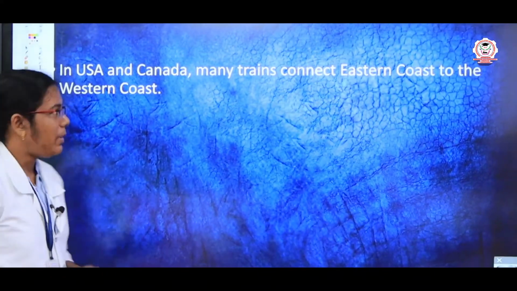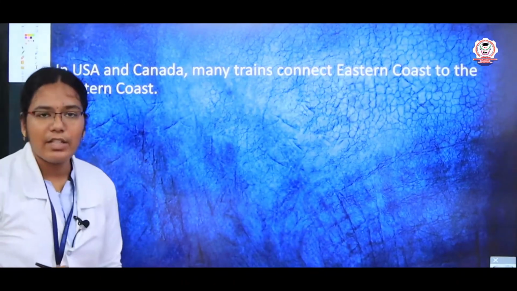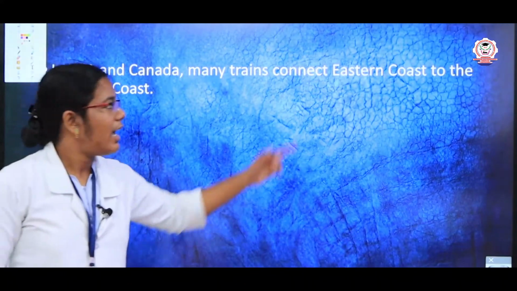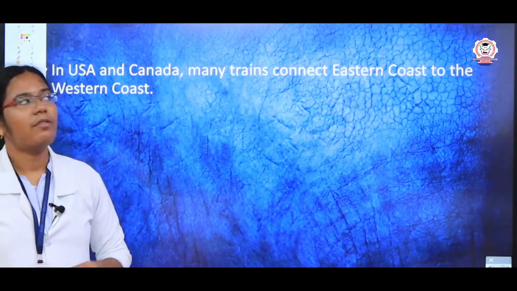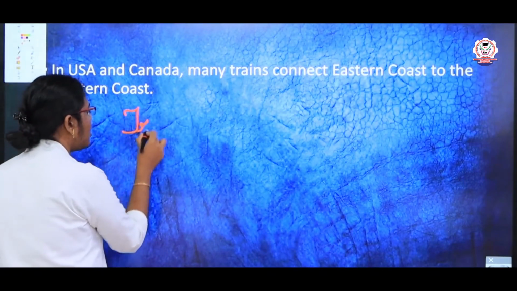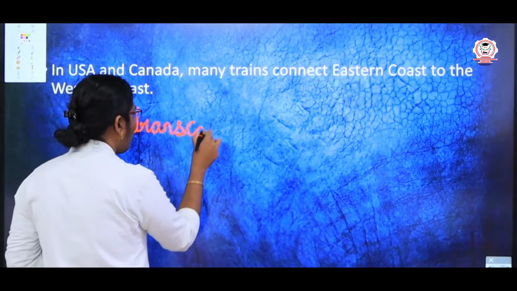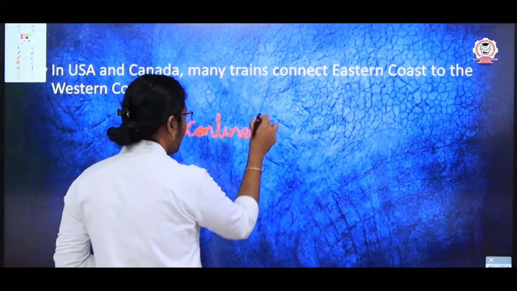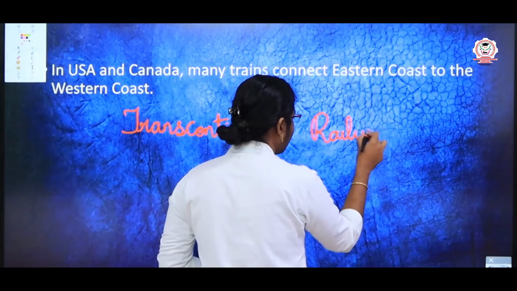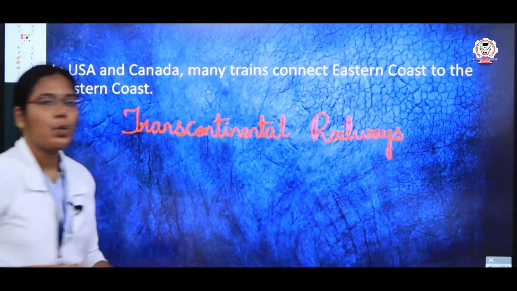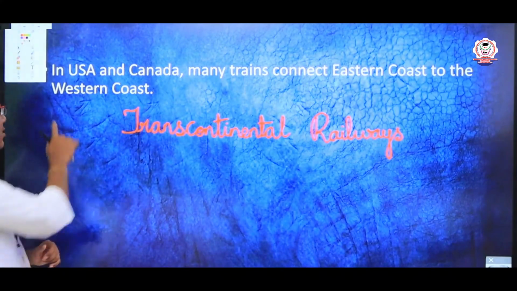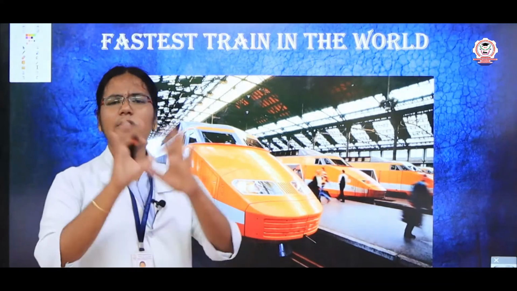Next we are going to see a topic called Transcontinental Railways. So what are Transcontinental Railways? In USA and Canada, the many trains which connect the eastern coast to the western coast are called Transcontinental Railways.